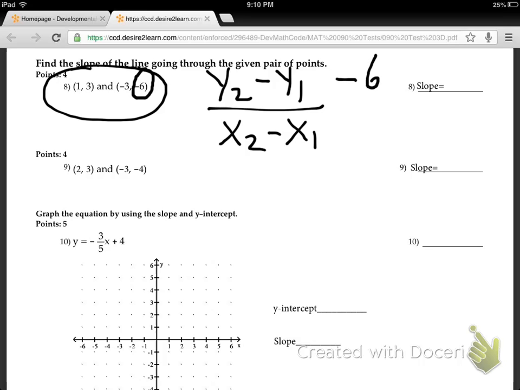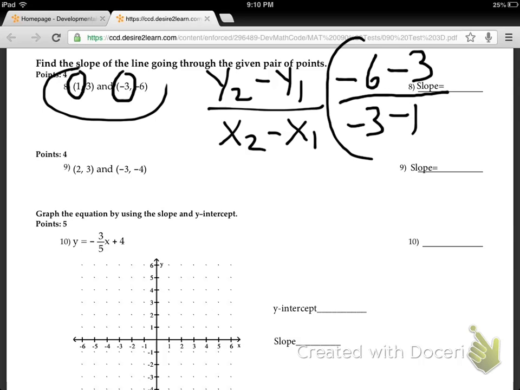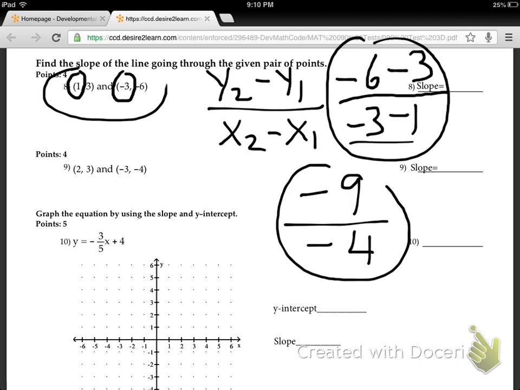So, negative 6 minus. What's y1? It's right there. It's the number 3. So I'm going to take away 3. All over. Which is x2? It's this one. It's negative 3. Take away, which is x1, it's the number 1. Okay, so I just have to do the little sums on it. Negative 6, negative 3 is negative 9. Negative 3, negative 1 is negative 4. Now, I can't really reduce that. I'm just going to call it 9 over 4, and it is positive 9 over 4 because there's two negatives.